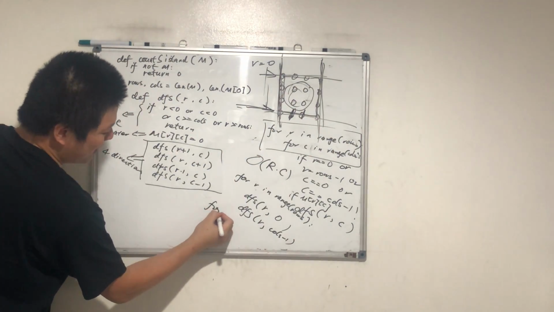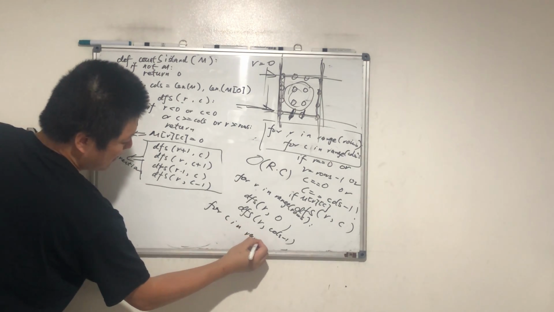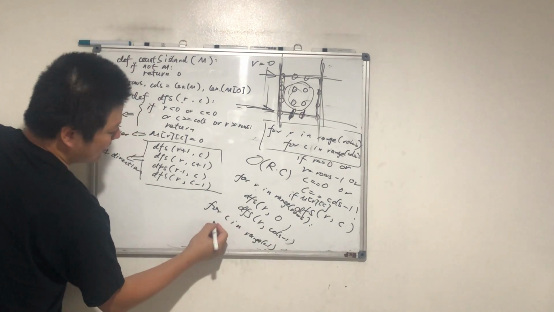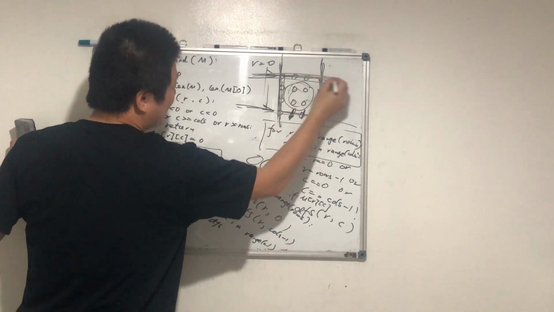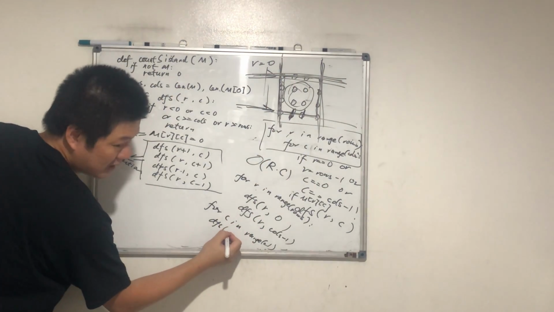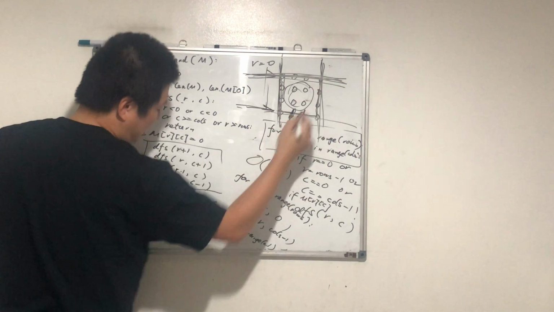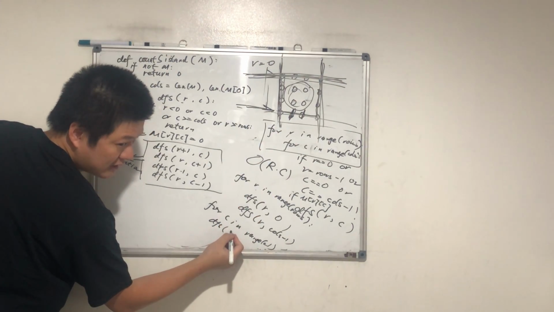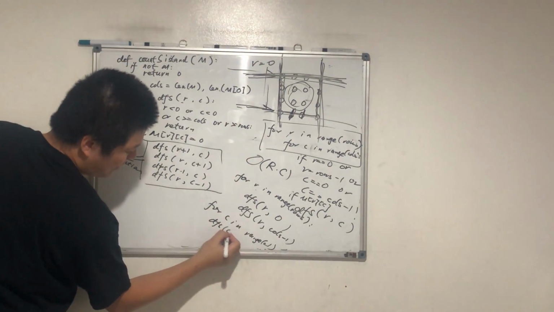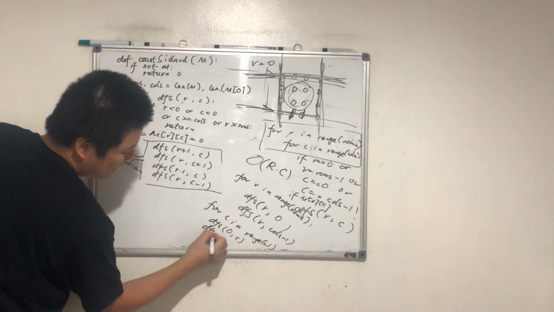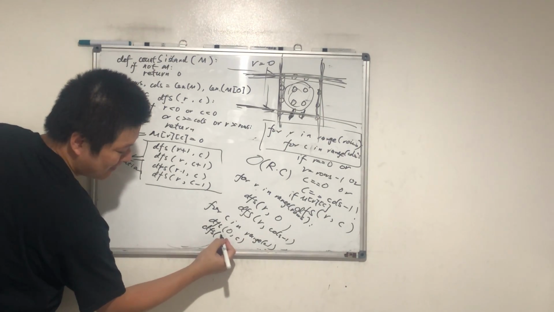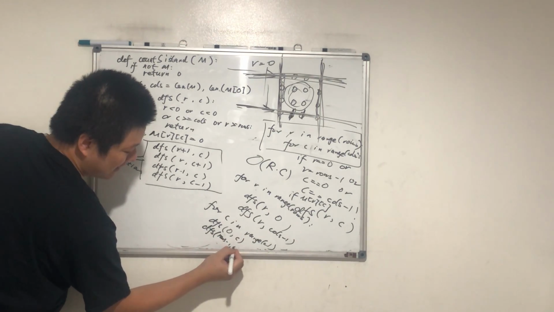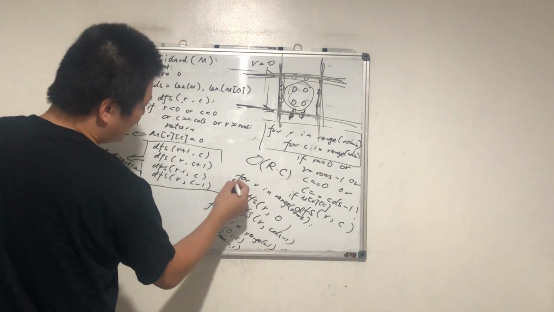So look, for C in range columns, yeah? DFS. So what's this one? What's the row of this one? What's the row number of the first one? It is row equals 0. So 0, C, yeah? And DFS, what's the row of this one? Rows minus 1, C. You see? These turn into these two for loops.